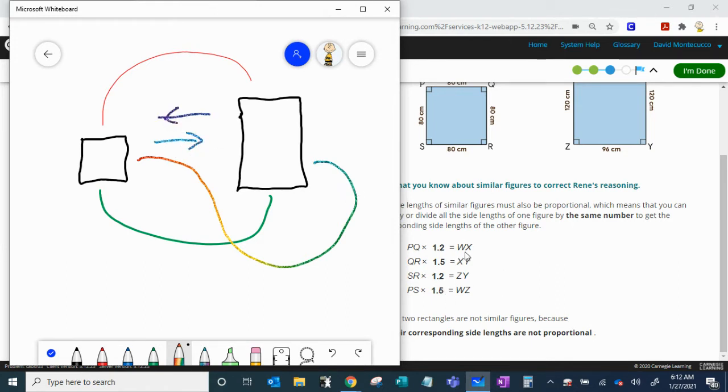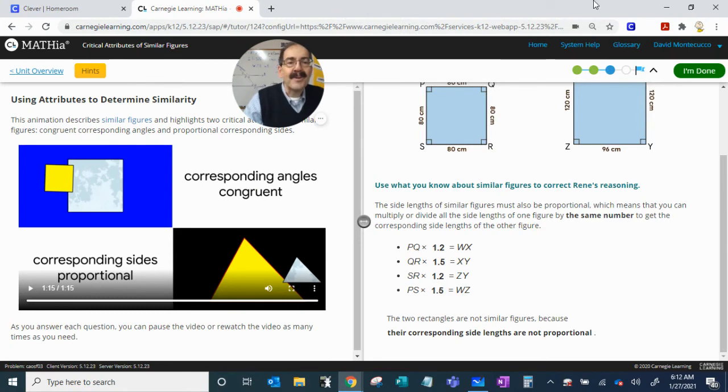But when they had us going to the big one, I used the proportion, the ratio of 120 divided by 80. And that's what I put in to get the 1.5, okay? All right. So here we go. Next problem.